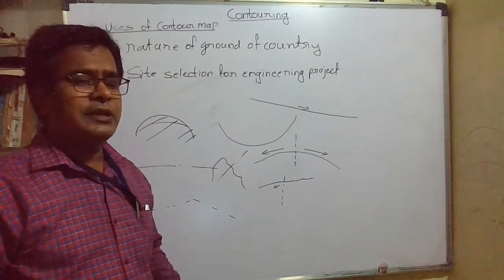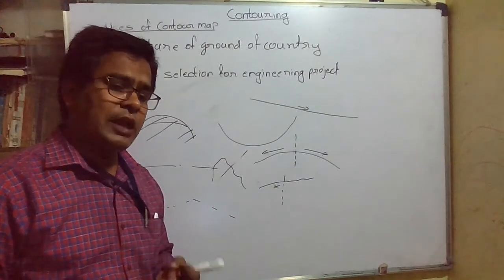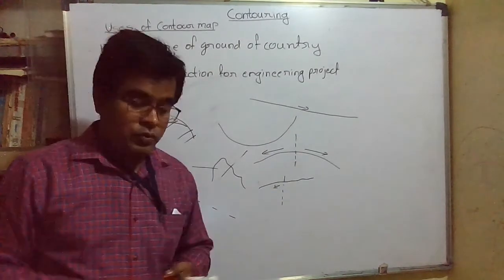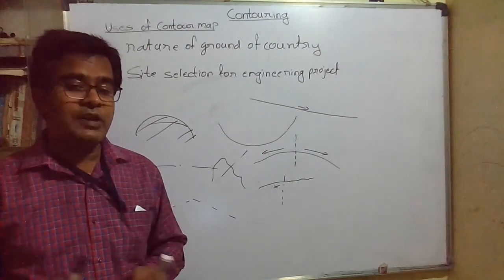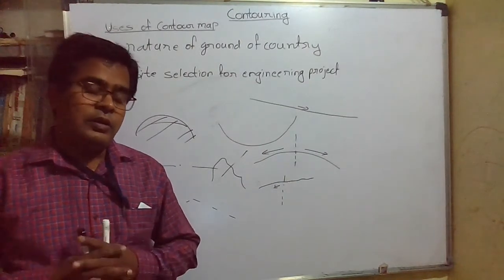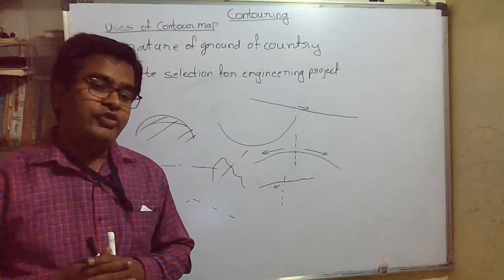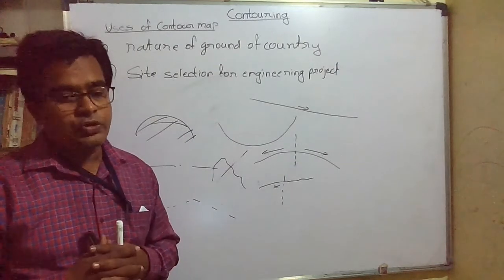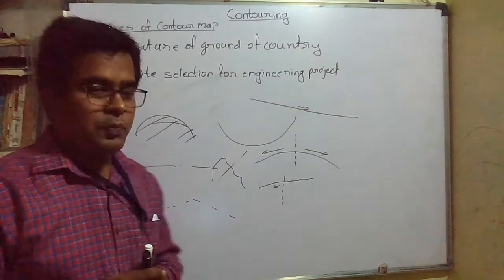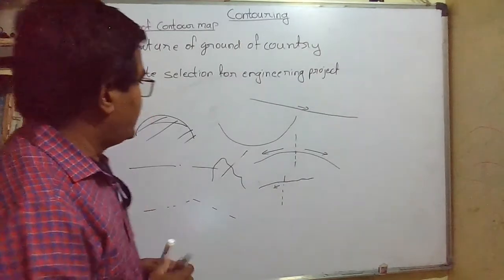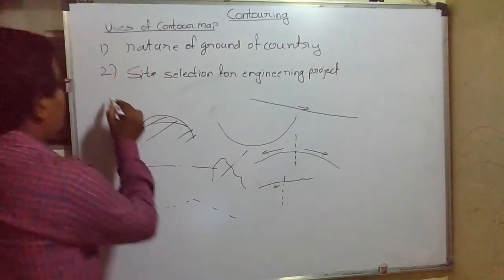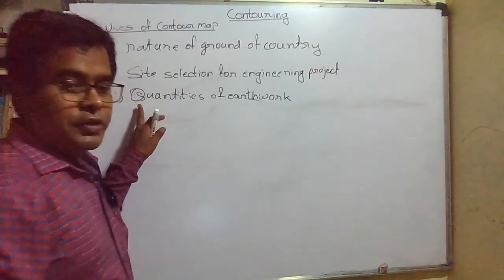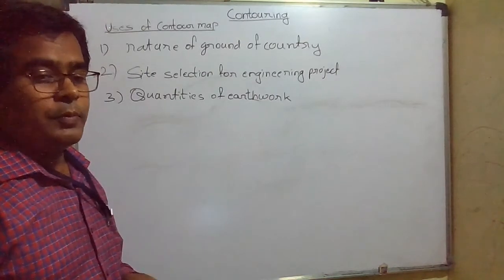So there are many things for deciding the alignment of the road, the alignment of the canal, and for many engineering projects, like railways. We have to study the contour map, and by studying the contour map we get an idea and help to select the suitable site for that specific engineering project. The next use of contour map is that by using it we can easily compute the quantities of earthwork.